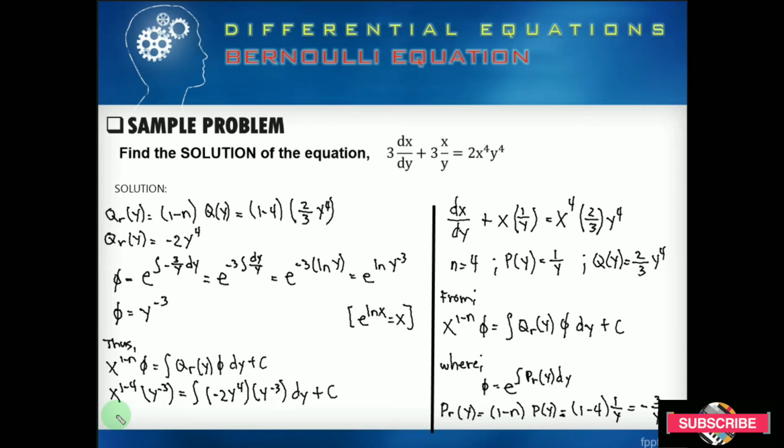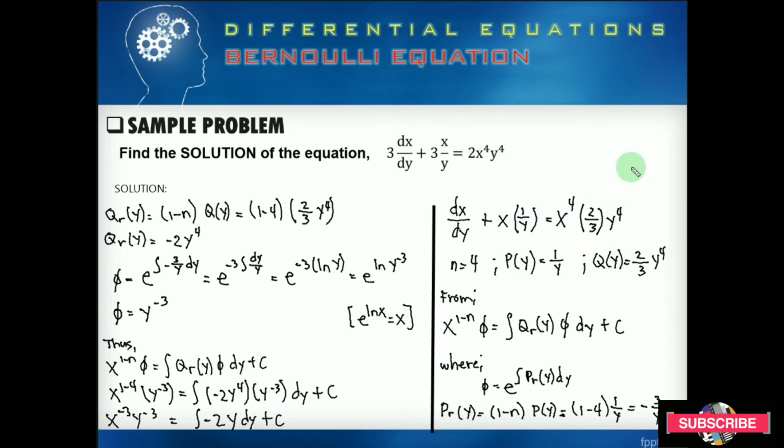So simplifying, so this would be equal na to x raised to the negative 3 y raised to the negative 3, and this would be equal to, palabas natin yung product nito, meron siyang integral of negative 2y, so yung same variable, no, but different exponent, so y raised to the power of 4, so i-plus natin yung exponent niya, so 4 plus negative 3, so 1 na lang, so negative 2y na lang siya, dy plus c.